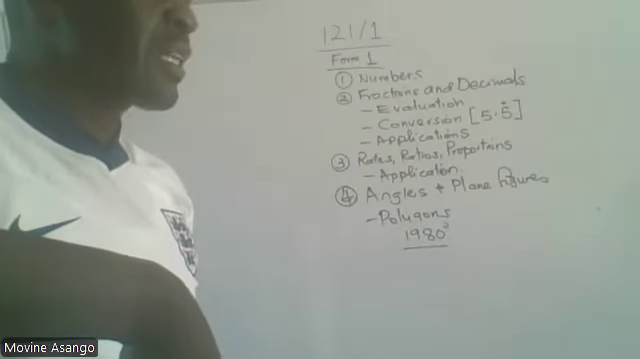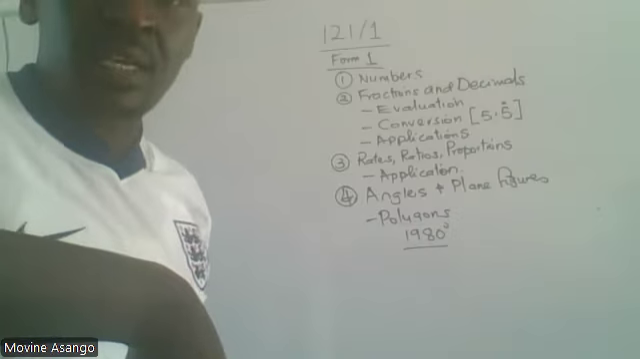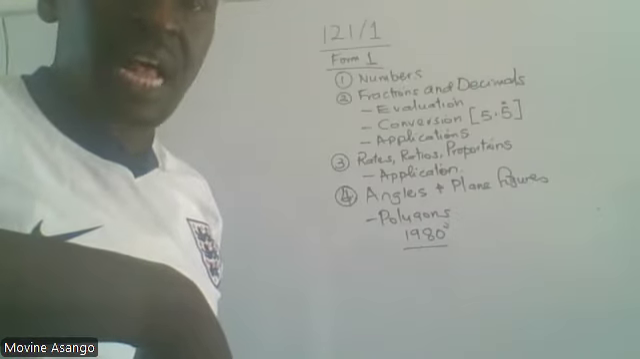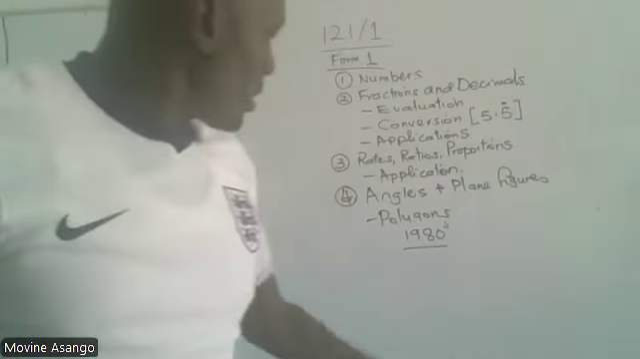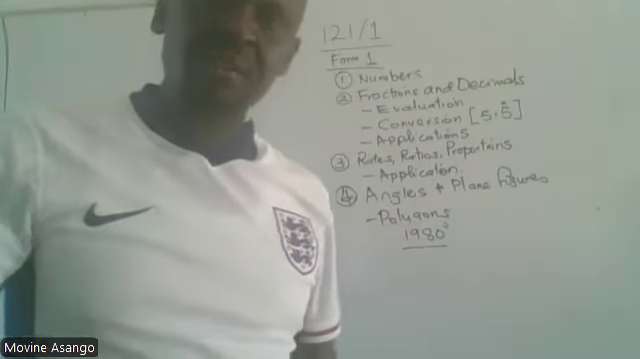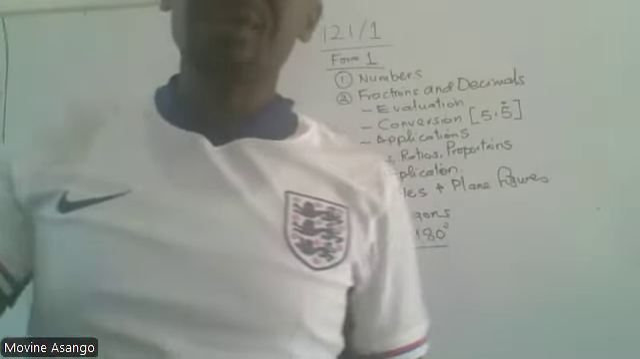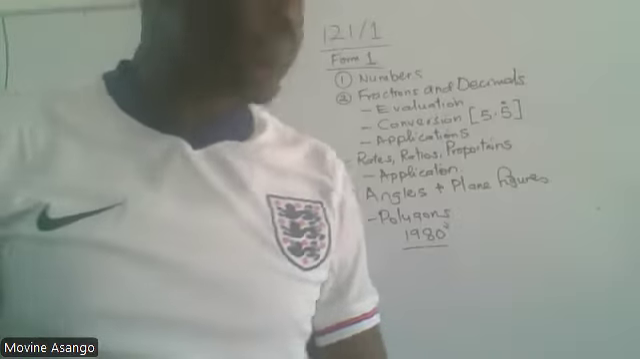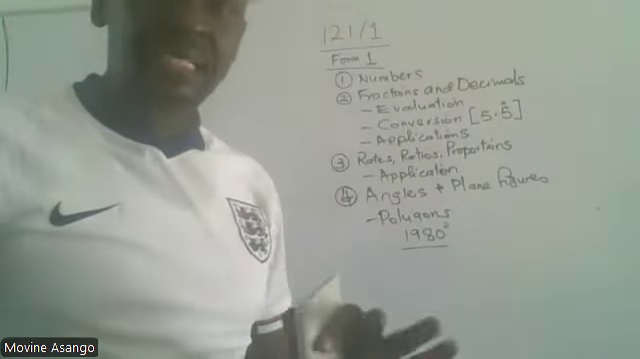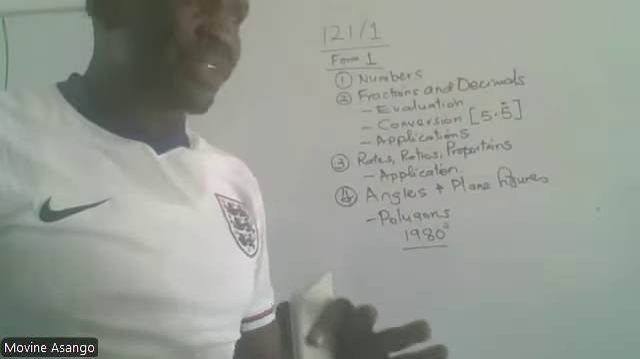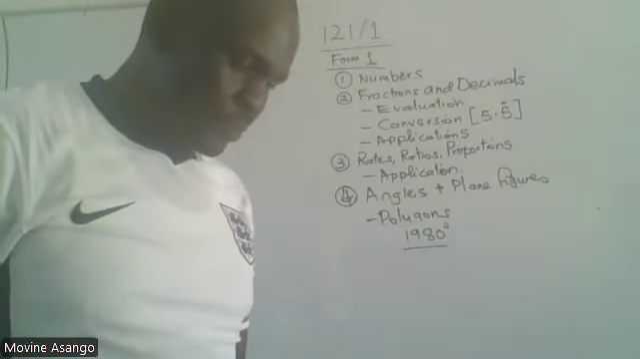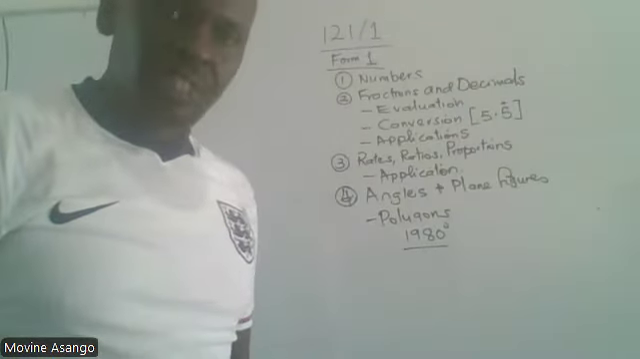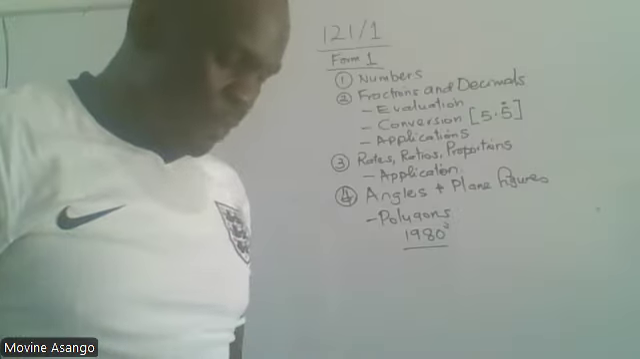Calculate the size of each exterior angle of the polygon. I repeat, the sum of the interior angles of a regular polygon is 1,980 degrees. Calculate the size of each exterior angle of the polygon.